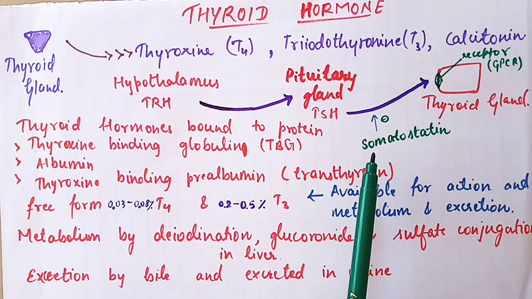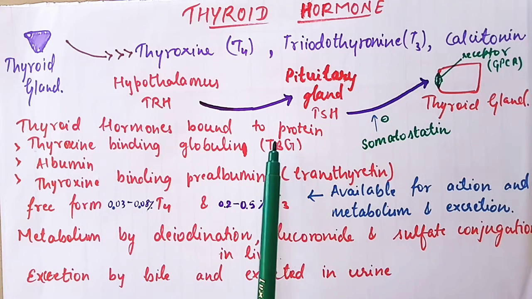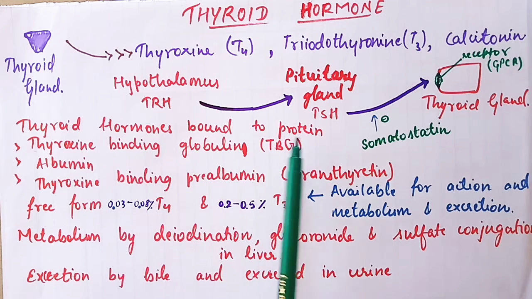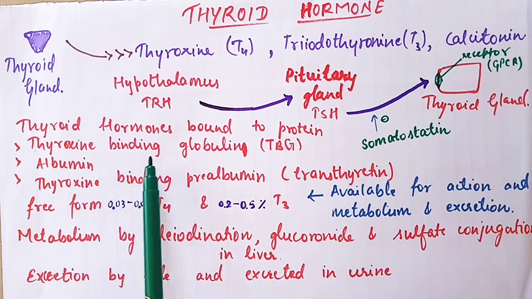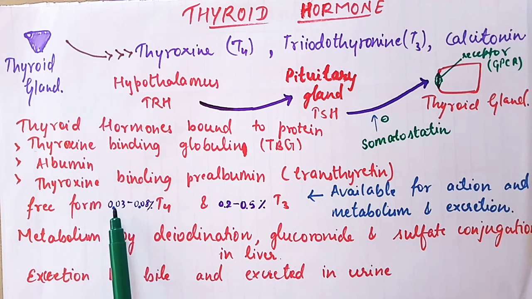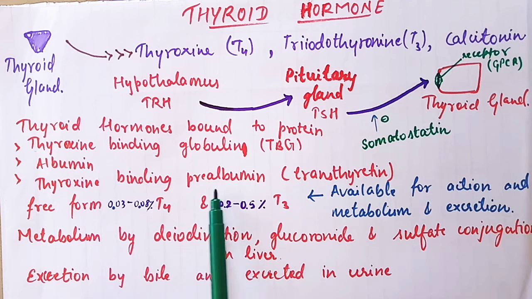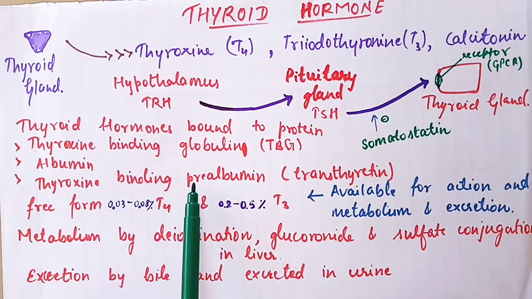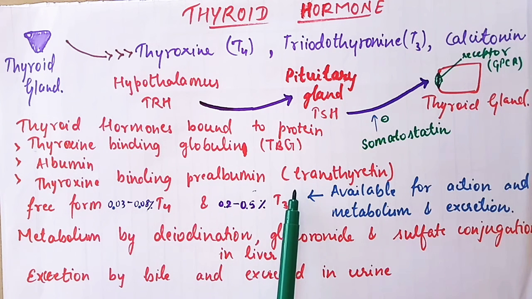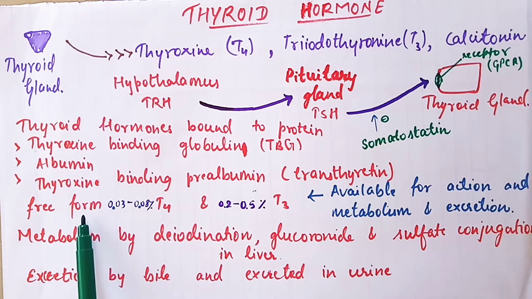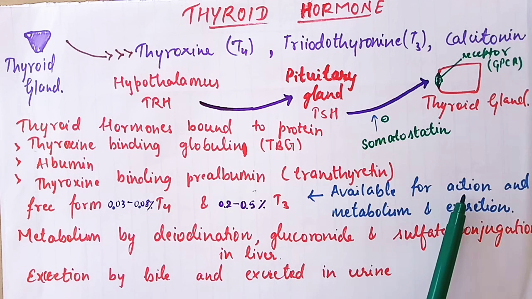So how does thyroid hormone bind to different proteins in the body? Thyroid hormones bind to proteins. These are thyroxine binding globulin, albumin and thyroxine binding prealbumin, which is also known as transthyretin. Basically, any hormone which is in a free state is known to be active. The free form of thyroid hormone is present at 0.03 to 0.08% in the body, and T3 is 0.2 to 0.5%. So this is available for action, metabolism and excretion.